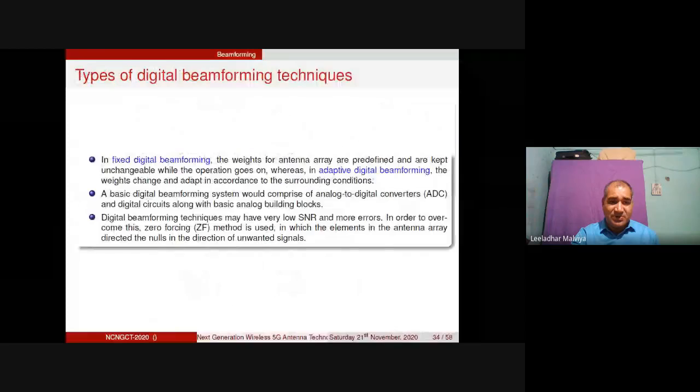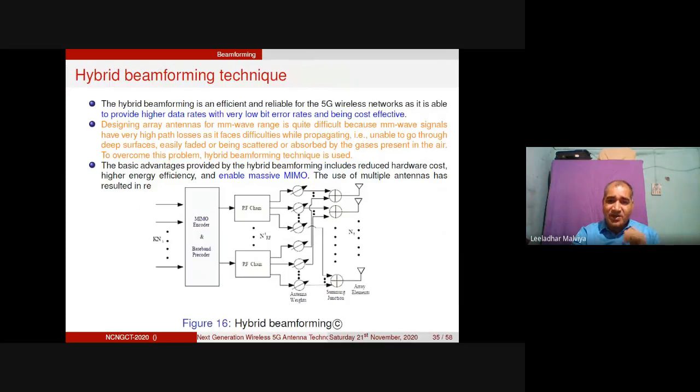So if you combine these two, you can find fixed digital beamforming and adaptive digital beamforming. If you combine analog beamforming and digital beamforming, definitely you have higher data rates with low bit error rates, right? A cost-effective solution can be achieved, and this hybrid beamforming technique is a reliable and efficient technique for 5G wireless networks. This will also enable massive MIMO, or multi-user MIMO. Massive MIMO is nothing but multi-user MIMO, MU-MIMO.